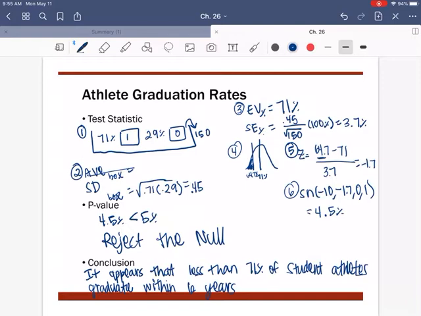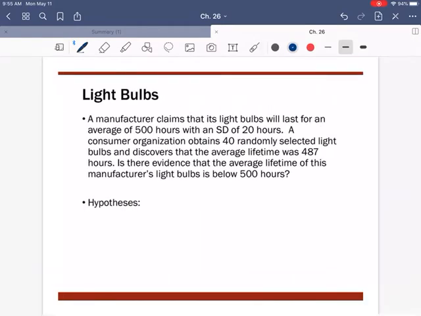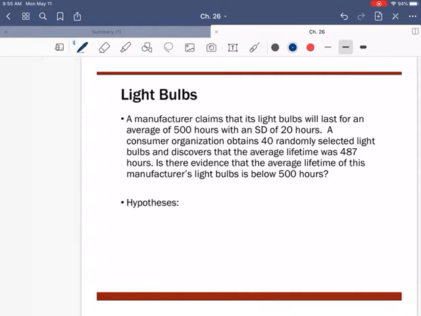So what this means is the 64.7% is significantly different enough from 71% that we think that student athlete population is slightly different than the general population because of how significantly different that is.